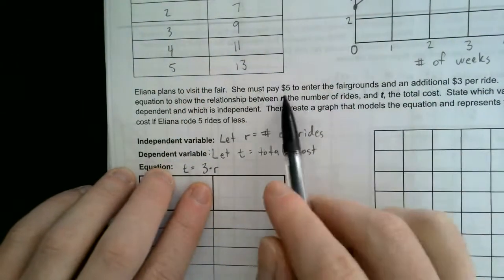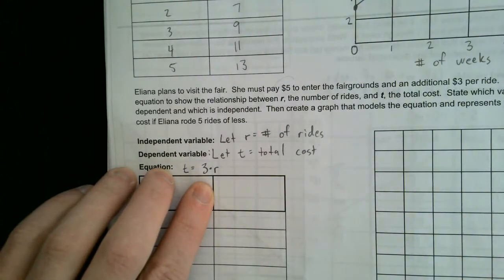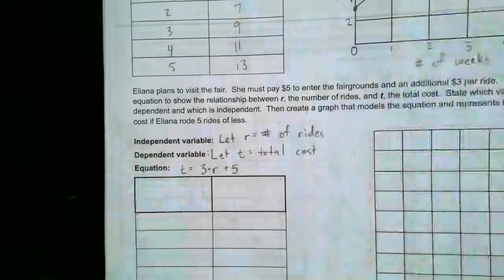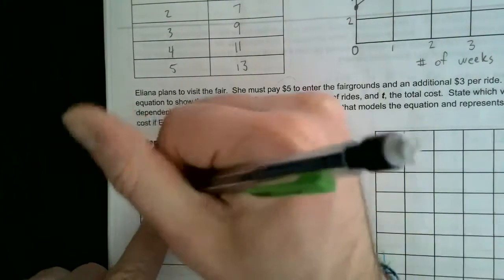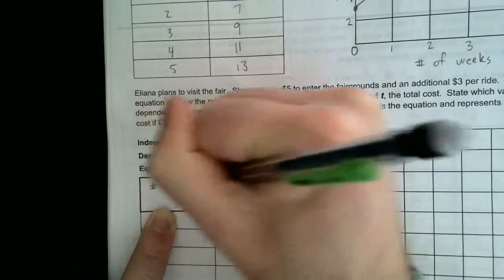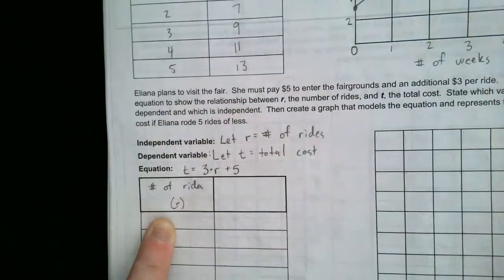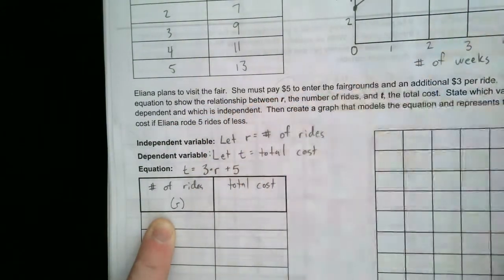But she also has to pay that $5 just to get in. So she pays that only once. So we're going to add 5 to that. That's the one-time fee, just like the one about the taxi. We've done one like the fare before as well. So here's our input. That's going to be number of rides, R. And total cost, T.